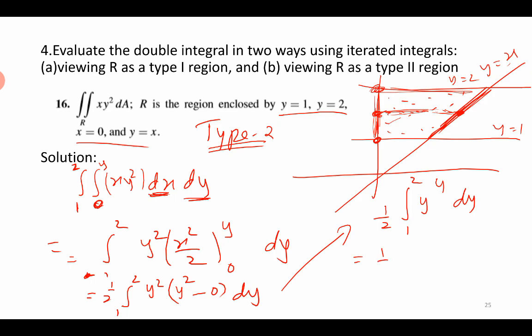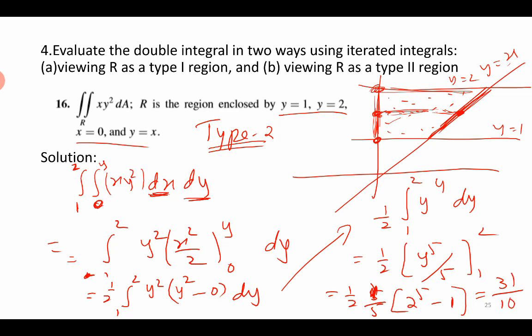So you will get 1 by 2 y raised to 5 over 5 from 1 to 2. So 1 by 2 into 5, 1 over 5, 2 to the power 5 minus 1 to the power 5, isn't it? So this is 1 over 10. 32 minus 1, 31 over 10, that is it. So type 2 is very easy for this kind of problems.